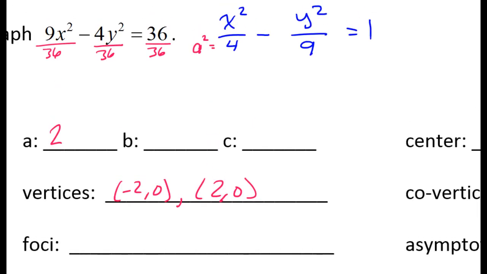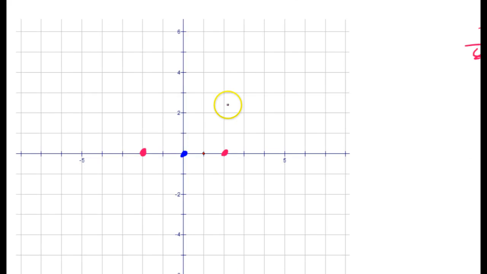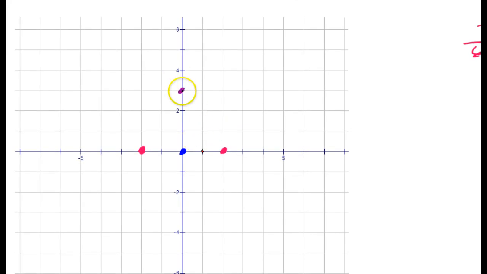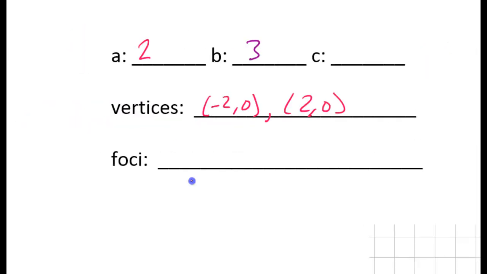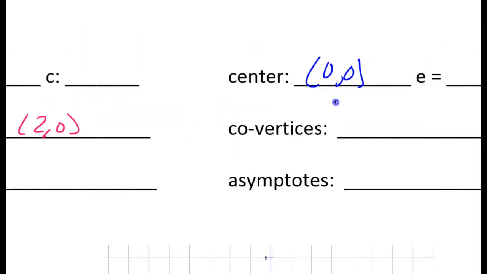Now, how about the co-vertices? The second denominator, the negative term denominator, is always going to be b squared. So that means b is 3. Notice that the 9 is the denominator of the y term. So I will do my plus or minus 3 in the y direction. So up 3 and down 3, these are my co-vertices. So 0, negative 3, and 0, positive 3.